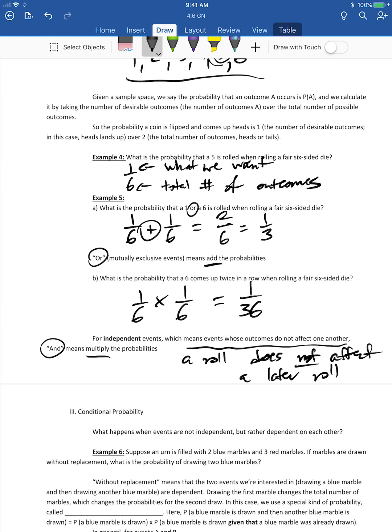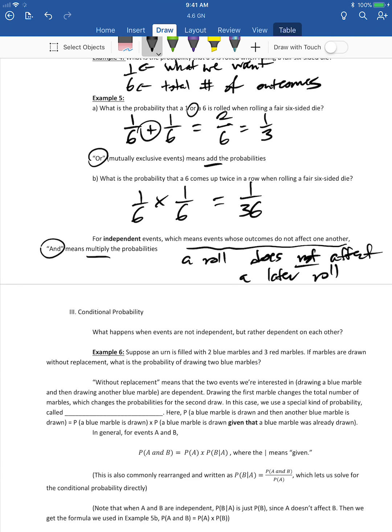I'm sure we all know this already, that if I flip a coin, the outcome does not affect the next coin flip that I do. If I roll a die, it doesn't affect what I will roll next, or 10 rolls from now. Each event is independent of one another. So for independent events, when I'm looking at multiple events taking place, I'm multiplying the probabilities.